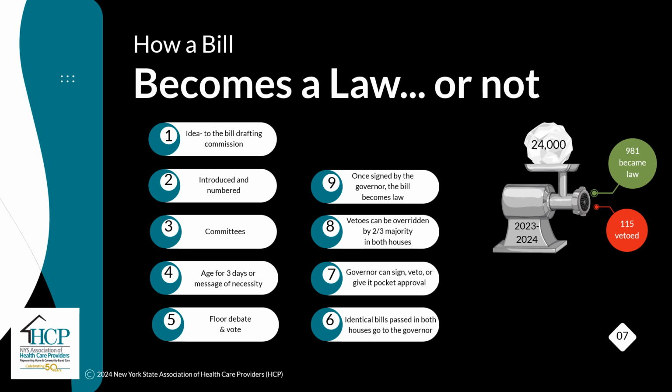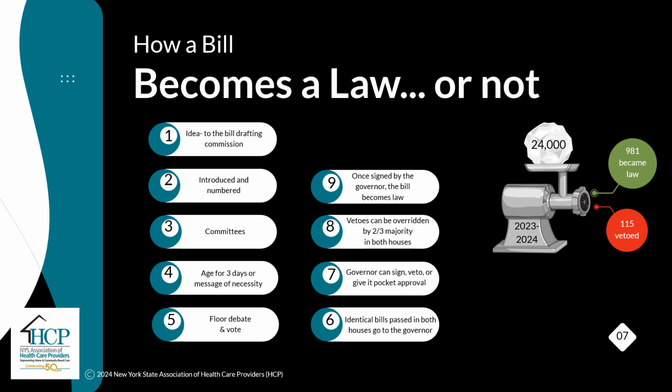In the 23-24 two-year legislative session, more than 24,000 bills were introduced. Of those, less than 1,000 became law, and just over 100 were vetoed. So how does a bill become a law?